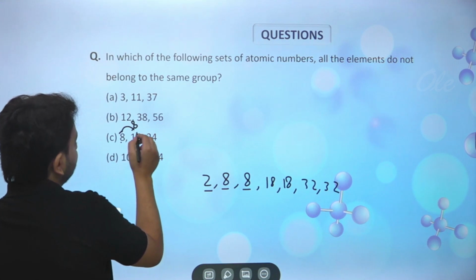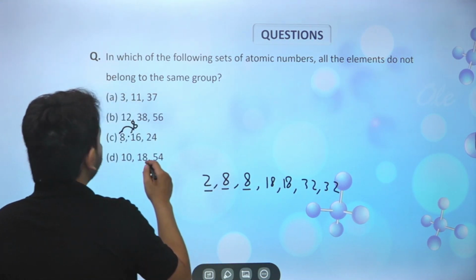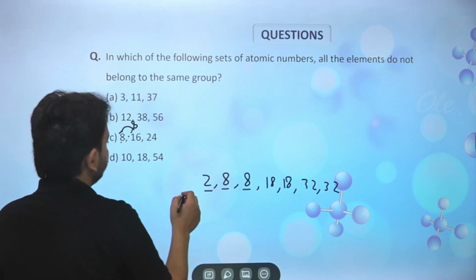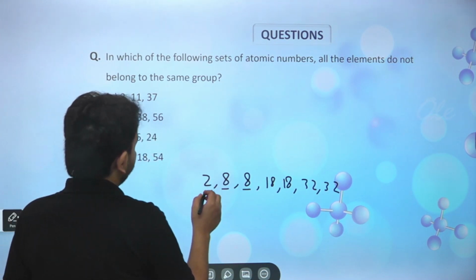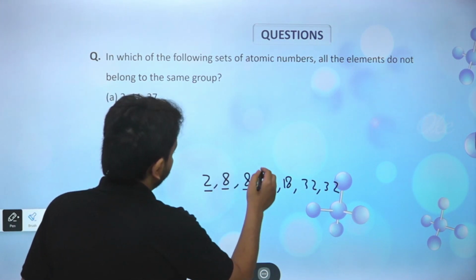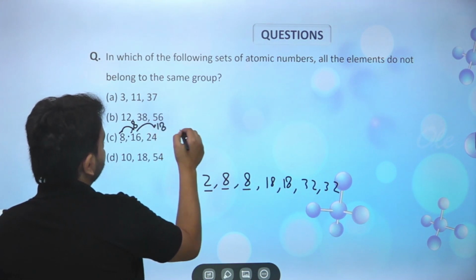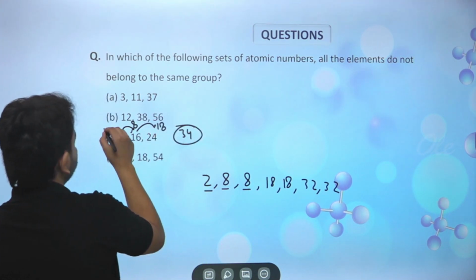And after that, the next one will be 16. That's true, because we added 8. Now this time we'll have to add, because till 10 then 18, next we'll have to add 18, right? So this time the jump has to be 18, so it has to go till 34. So option C is definitely wrong.